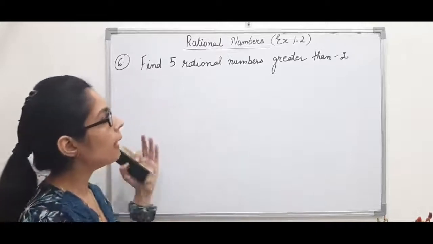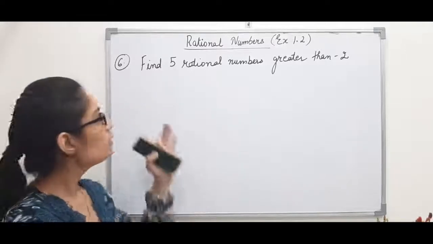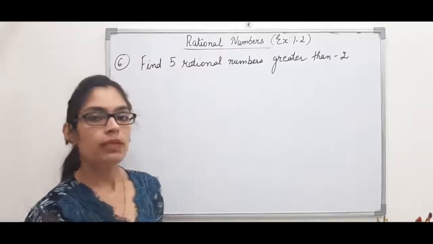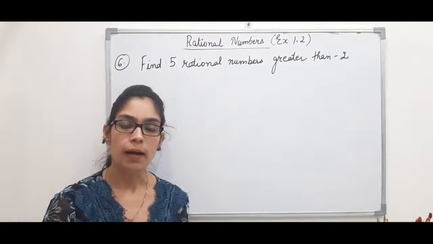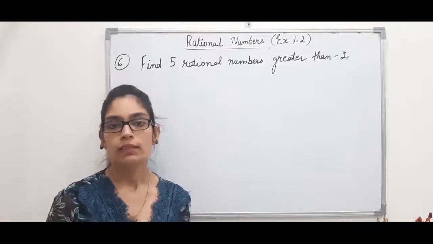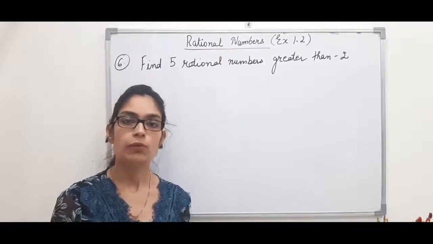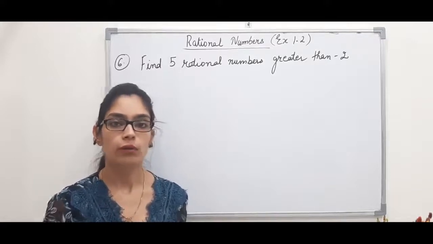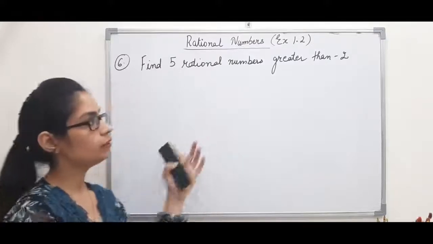Now let's get back to the sums, and now we will do question number 6. In question number 5, there are 3 parts and you have to find the rational numbers. That sum is similar to the sum which we have done just now. So I want you guys to try it yourself. Now let's do this one.